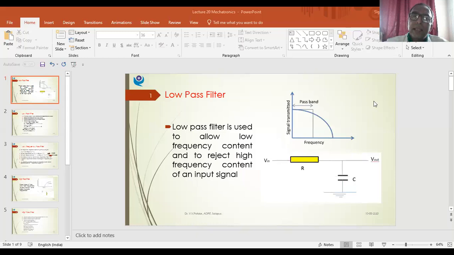As you can see graphically, for the signal that is transmitted, this is only the pass band. So from frequency omega 1 to omega 2, only this frequency is allowed. This is called the pass band, and the frequencies higher than this value are chopped or blocked. These are not allowed to go further. So only this low frequency band is permitted to go further. This filtering is done by using this RC circuit.